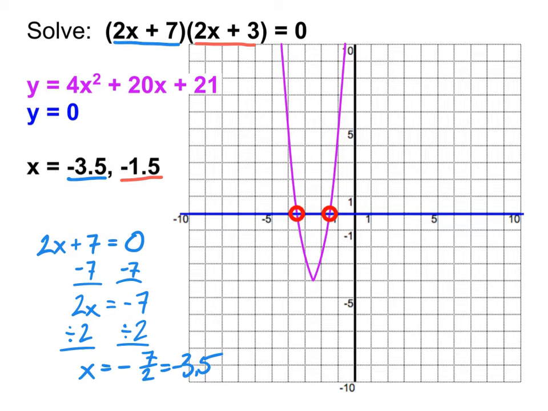Or -3.5 if you prefer. Any of those ways of writing it is just fine. We could do the exact same work to be able to get the -1.5 out of that second set of parentheses.